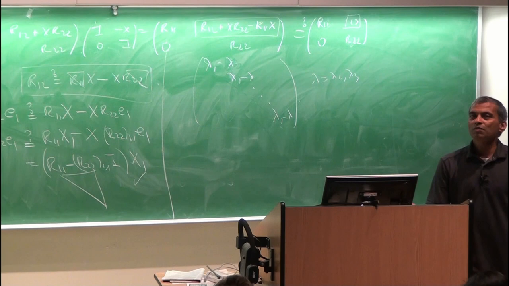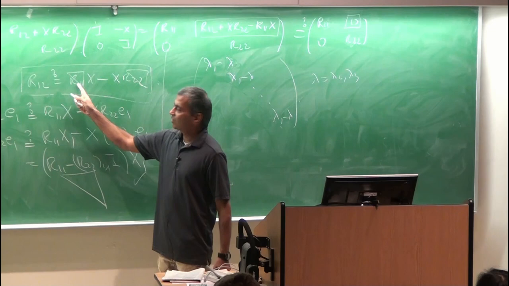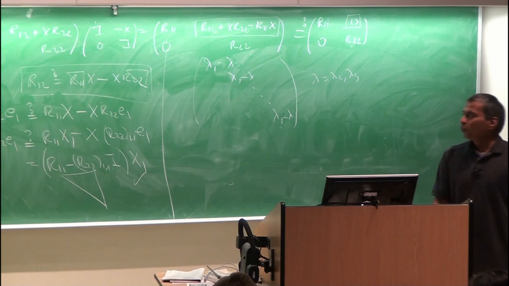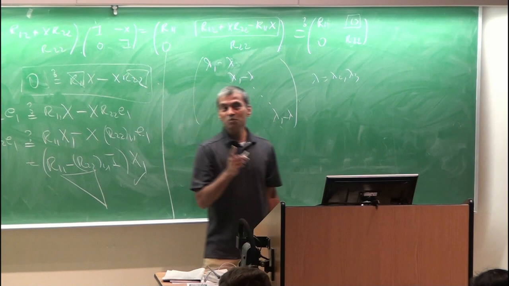All right. So as long as the eigenvalues of R22 are not the eigenvalues of R11, this procedure will always succeed, and there will be a unique solution, which also tells me that if I pick the right-hand side to be 0, the only solution is the zero matrix, right? Which is exactly the opposite of what we're trying to do with the Jordan decomposition, right?